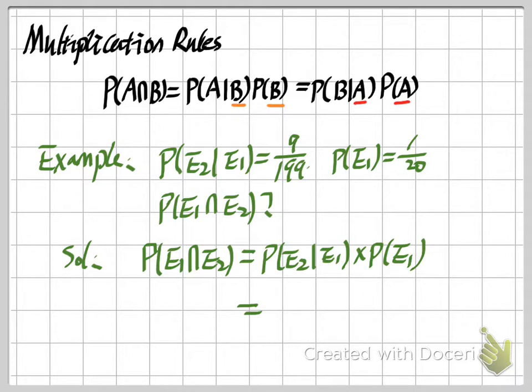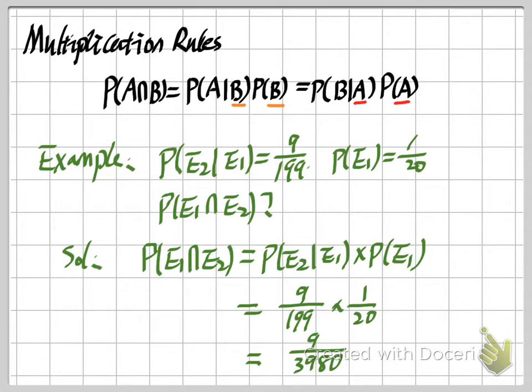When we plug in the numbers, it will be 9 over 199 times 1 over 20. So you can see the answer will be 9 over 3,980. This is a simple example of how to use the multiplication rule to compute the probability of an intersection. Based on this, we can actually have one more rule of probability.